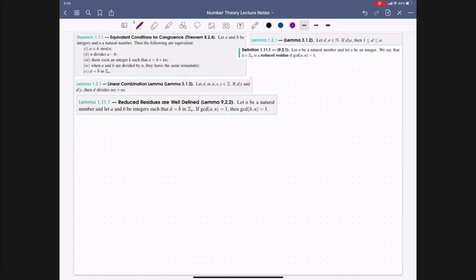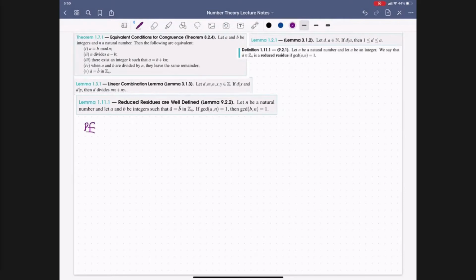So now we are going to prove that reduced residues are well defined. Specifically, we're going to be proving that if n is a natural number and a and b are integers such that a bar is equal to b bar in the integers modulo n, then if a and n are relatively prime, then so is b comma n. So let's go ahead and prove this.